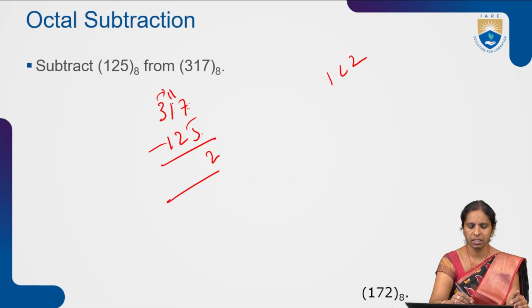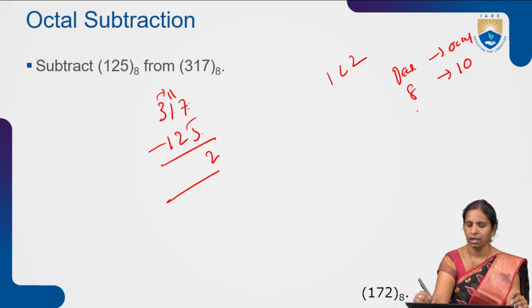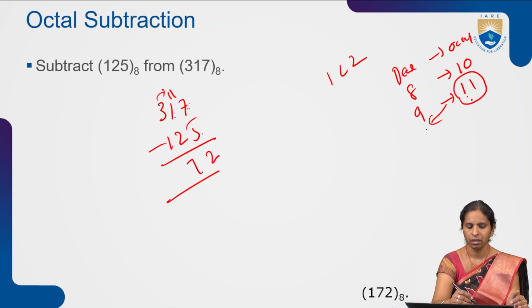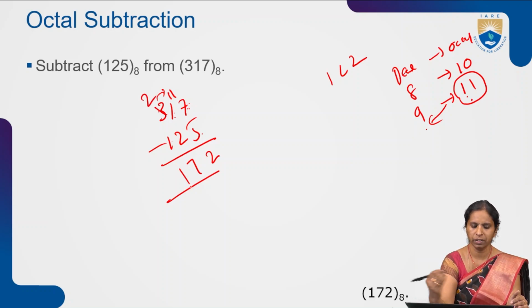Then what is 11 minus 2? Here in decimal, and if you go for octal, what is 8 in octal? Nothing but 10. And what is 9 in octal? Nothing but 11. Therefore, here 11 in octal, but in decimal, what is it? Nothing but 9. So 9 minus 2 equals 7. And here, the number you got after the borrow is 2. Then 2 minus 1 equals 1.